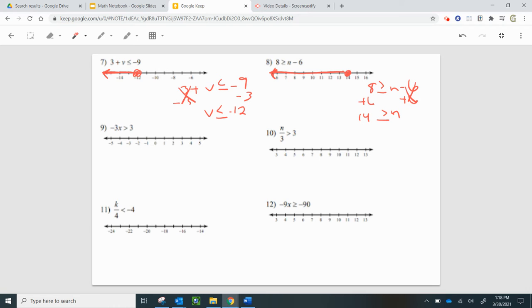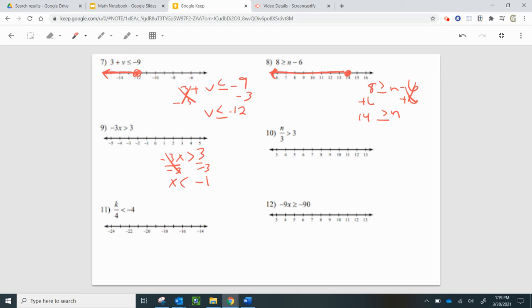Number 9, negative 3x is greater than 3. So the variable is x, right? I'm going to divide by negative 3 because negative 3 and x are sitting next to each other. That means multiply. These go away and I get x. 3 divided by negative 3 is negative 1. And hopefully something is going ding, ding, ding in your head because we divided by a negative number. And so therefore, we need to flip the inequality symbol.